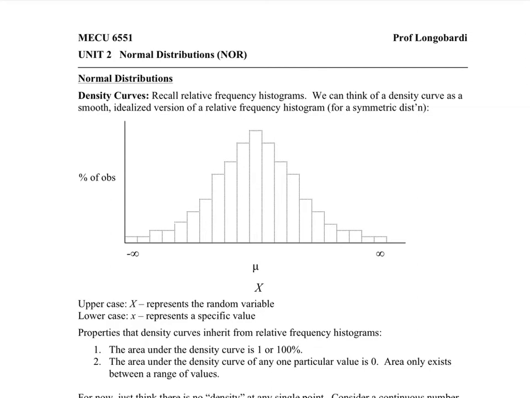Part 2 of Unit 2 is focused on normal distributions. Going from what we learned about relative frequency histograms in Unit 2, page 20, and in particular we're going to focus on random variables that are continuous. Okay, so for a continuous random variable, this is the relative frequency histogram.